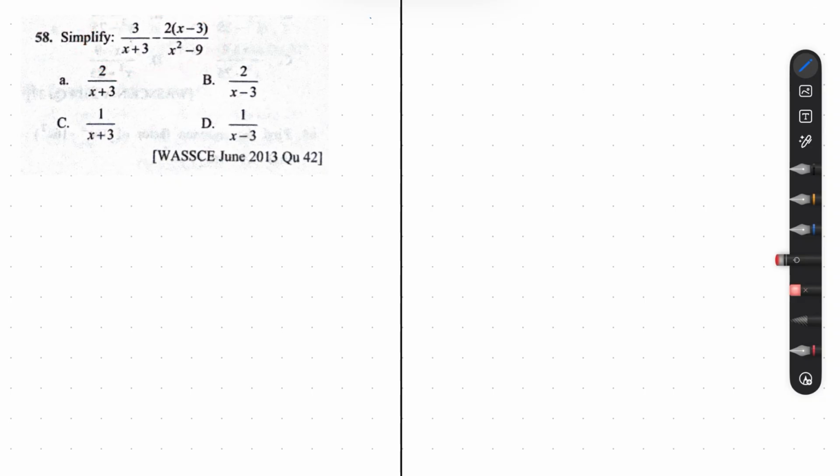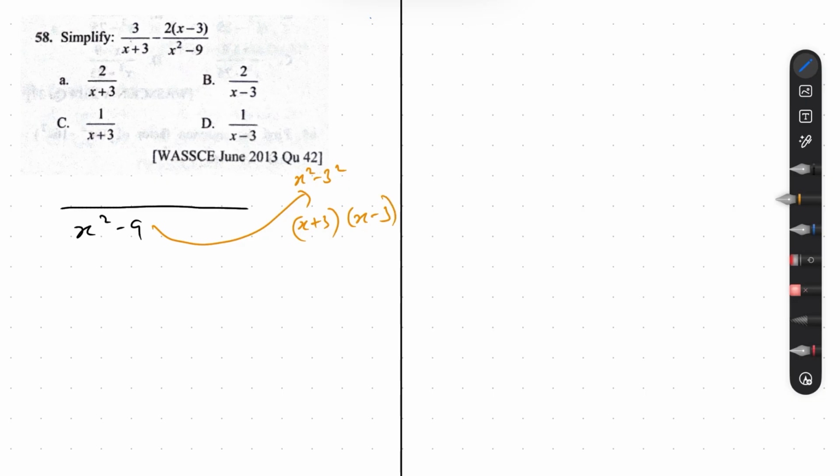So as usual, we find the LCM. The LCM is the same as x squared minus 9. And we know that x squared minus 9 here is a difference of two squares, okay? That will give us x squared minus 3 squared, and then that will give us (x plus 3)(x minus 3), right? Cool. So now instead of writing x squared minus 9, which is our LCM here, we write this instead. And we know that it's the same as this.